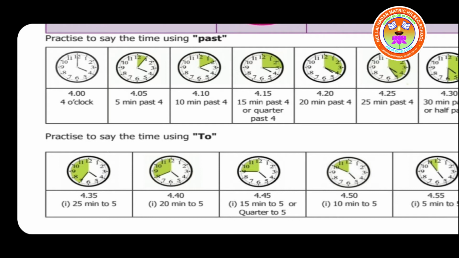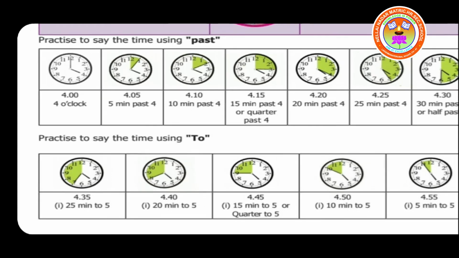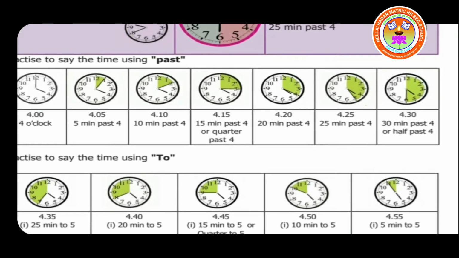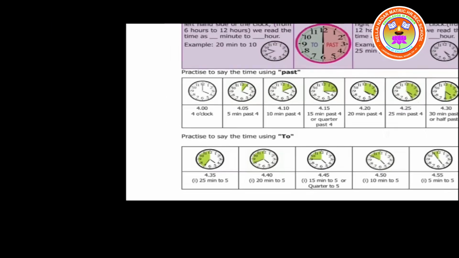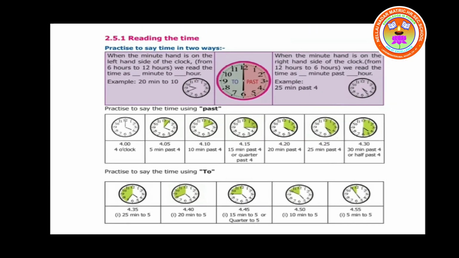To means going to get there, and past means it is over. So 4:45 is 15 minutes more to 5, or you can say quarter to 5. Like we learned for past, the same thing you can say here also. And 4:50 is 10 minutes to 5, and 4:55 is 5 minutes to 5, that is, 5 more minutes to 5 o'clock. Like that, past and to can be used.